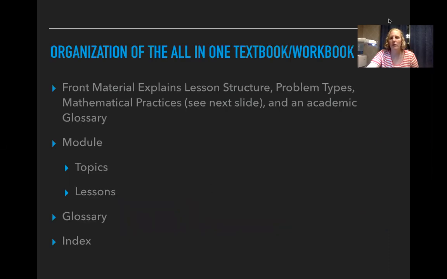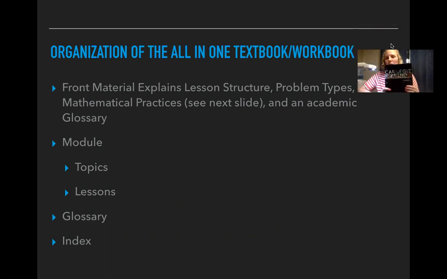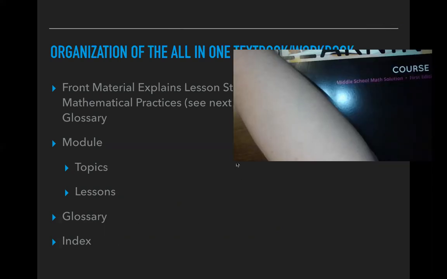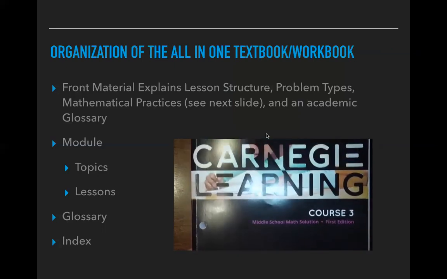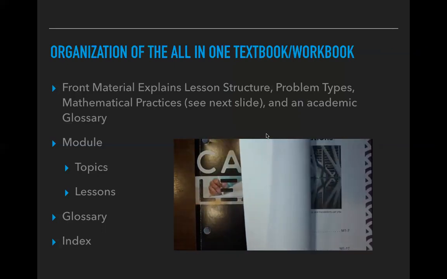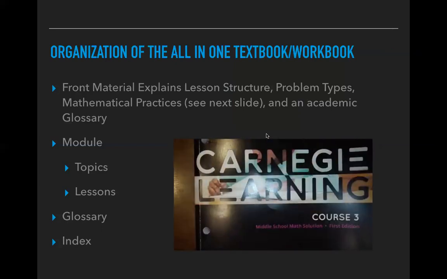All right, so organization of the all-in-one textbook workbook. I keep calling this a textbook, it's actually a workbook. I'm going to switch my camera to my document camera, and I'm just going to use the Math 8 book, but it's the same for Algebra 1. So I'm switching my camera. Let me make it bigger for a minute. I guess that's as big as it'll let me get, but that's okay. It's of course flipped, so that's going to make it harder to read. But so we have our textbook.